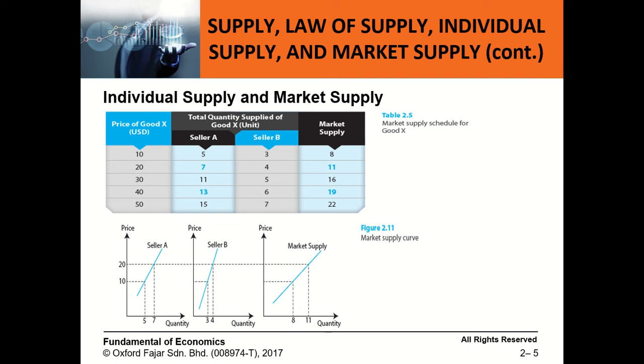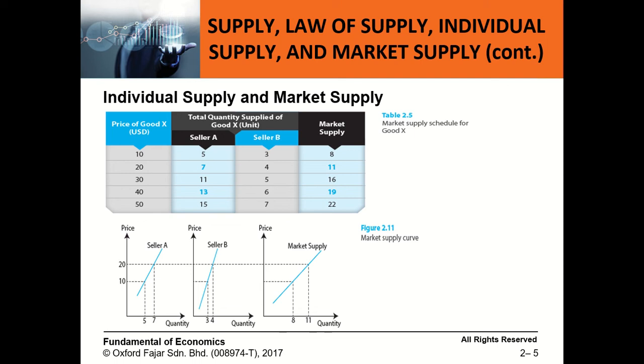Now, the relationship between the price and the quantity here is always positive. If you draw a supply curve according to the price of good X and the quantity supplied by seller A, you will have the first curve there that represents the individual supply for seller A. And if you do the same for supplier B, you will have the supply curve for seller B.